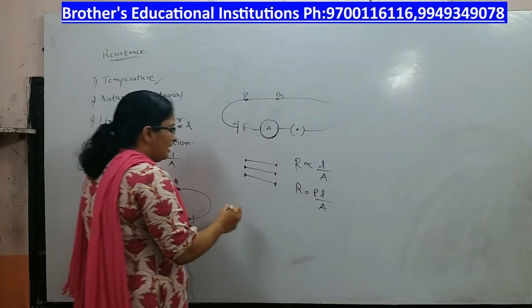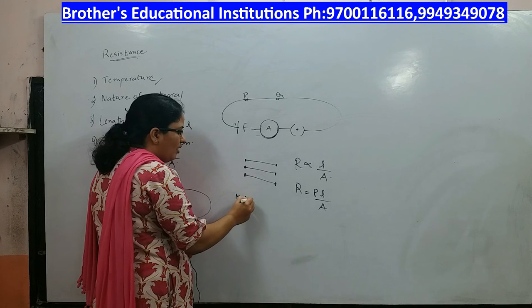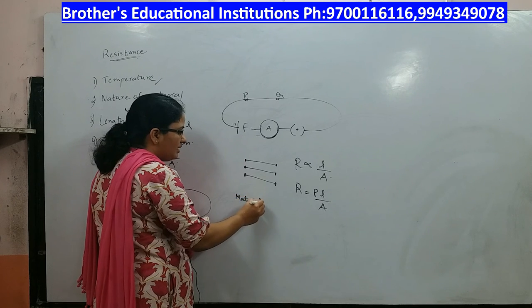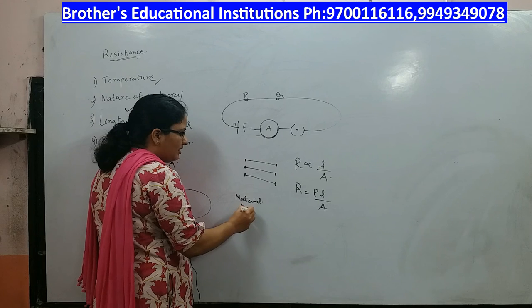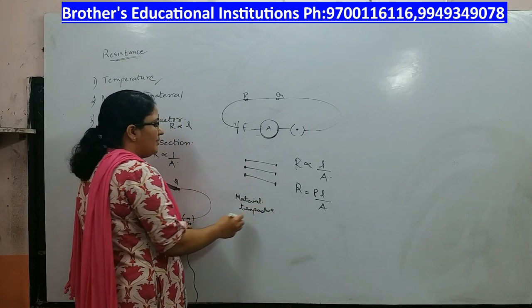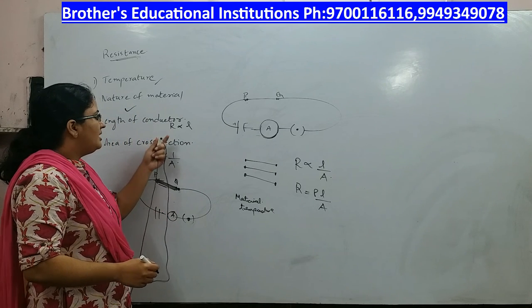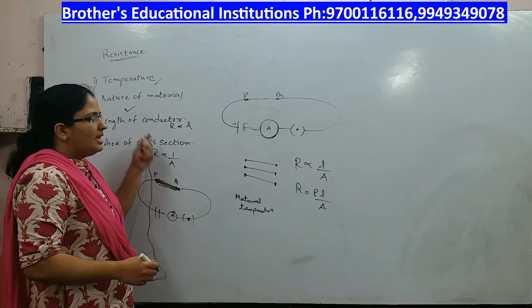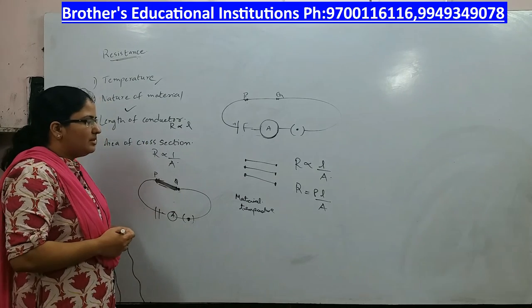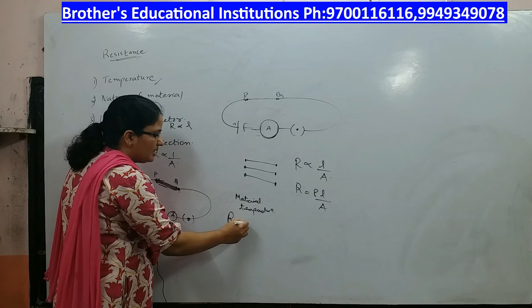Now resistivity depends upon the material of the wire as well as temperature, whereas resistance depends upon material, temperature, length of the wire, area of cross section, a number of factors. Resistance depends upon a number of factors like this.